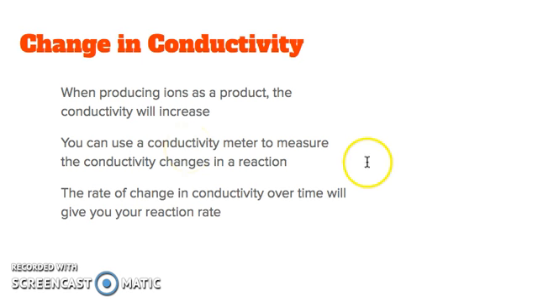I didn't have a picture to put in it because it's something that's really odd, but there is actually a conductivity meter that you can place inside a substance and measure how much it can conduct electricity. And the change in conductivity means that you are creating more products over time.